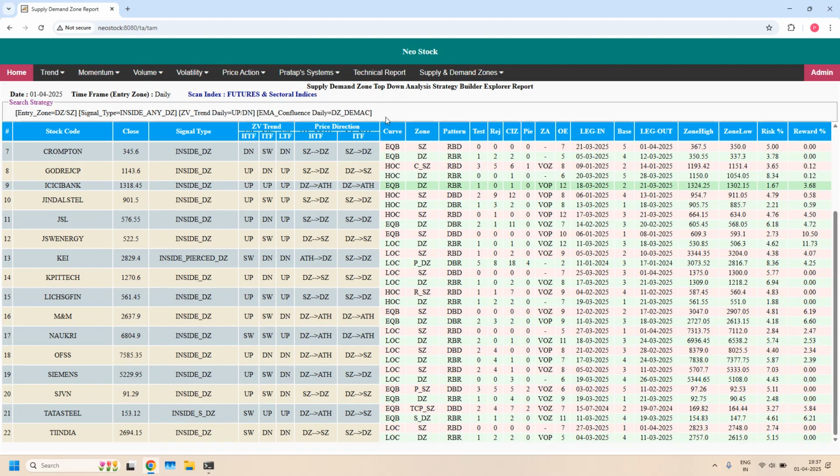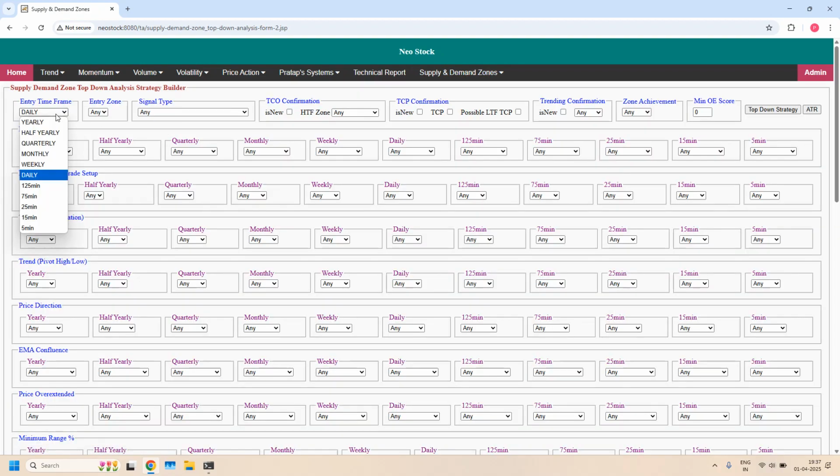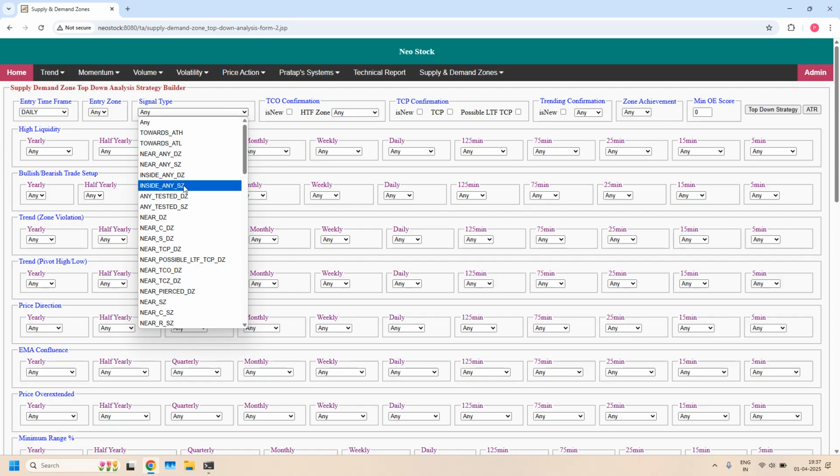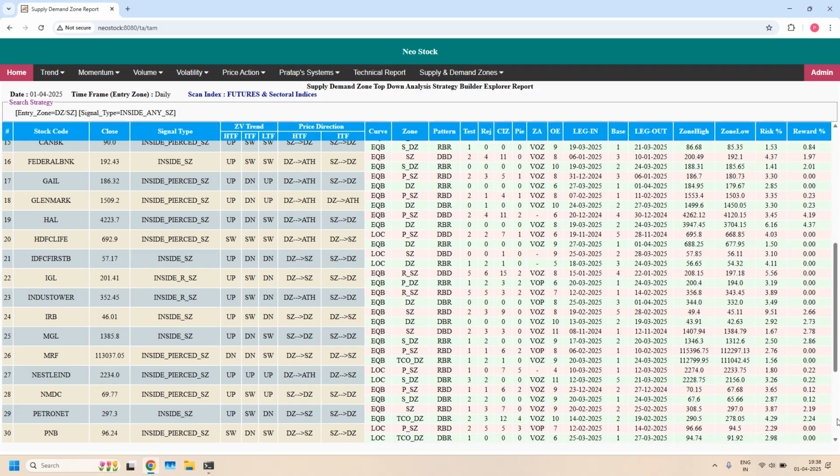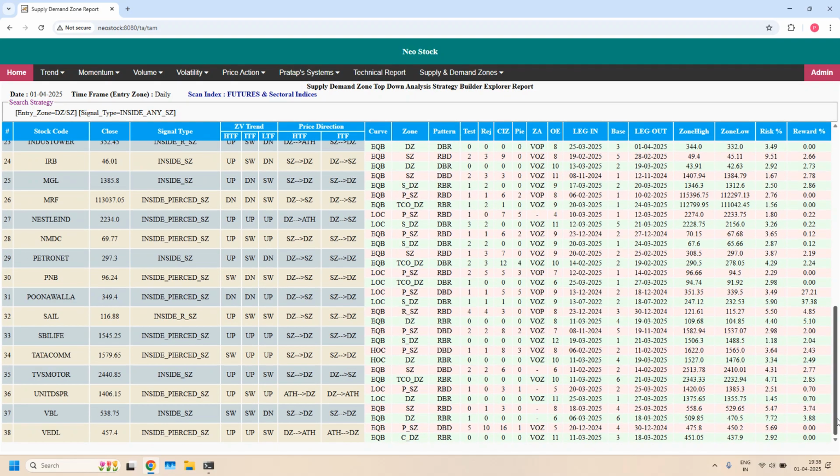Next, daily time frame, price closed inside the daily supply zone. First 15 stocks in the list. Scrolling the list down. So total 38 stocks are filtered.